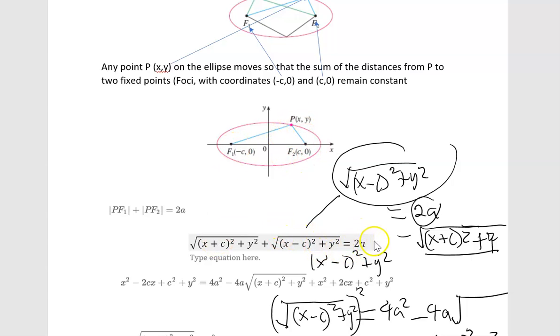We call the constant 2a. There is a reason for that, which you will see later, but a is a constant, so 2a is also a constant. So this is the constant.